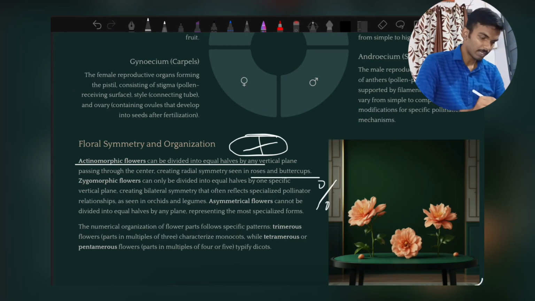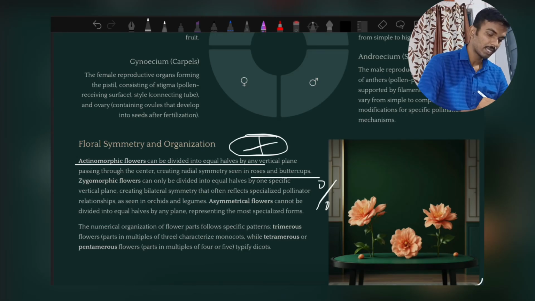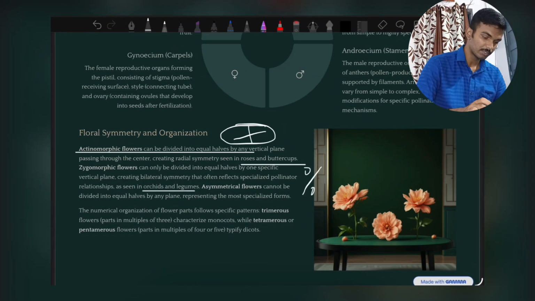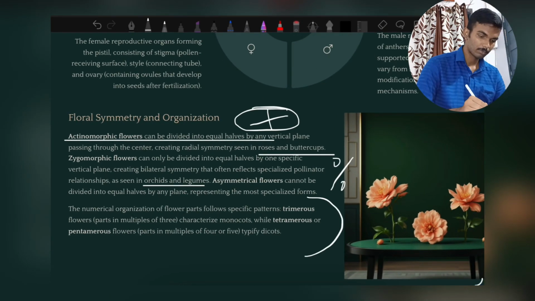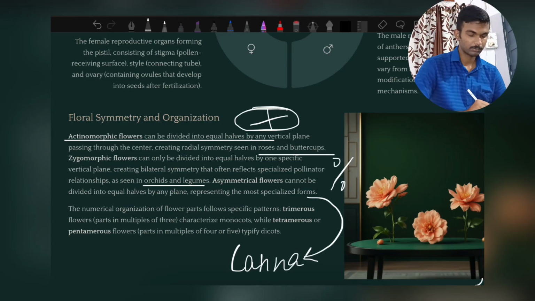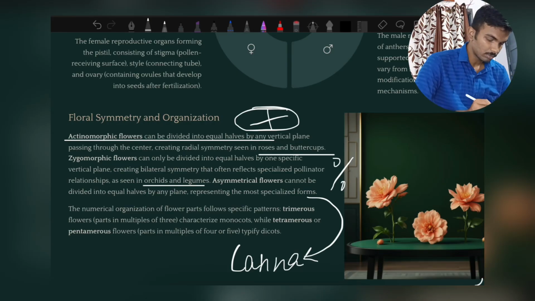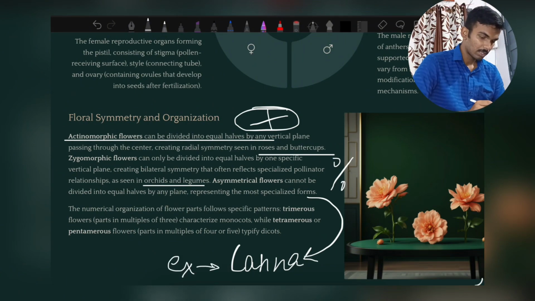Now, a zygomorphic flower can be divided into equal halves by one specific vertical line, creating bilateral symmetry that often reflects specialized pollinator relationships as seen in orchids and legumes. Asymmetric flowers cannot be divided into equal halves in any plane, representing the most specialized forms. The example is canna.